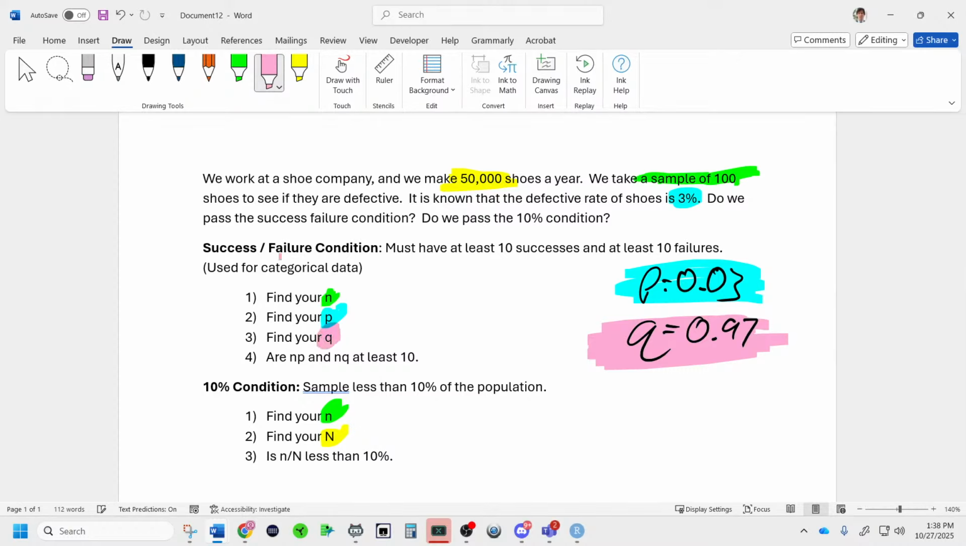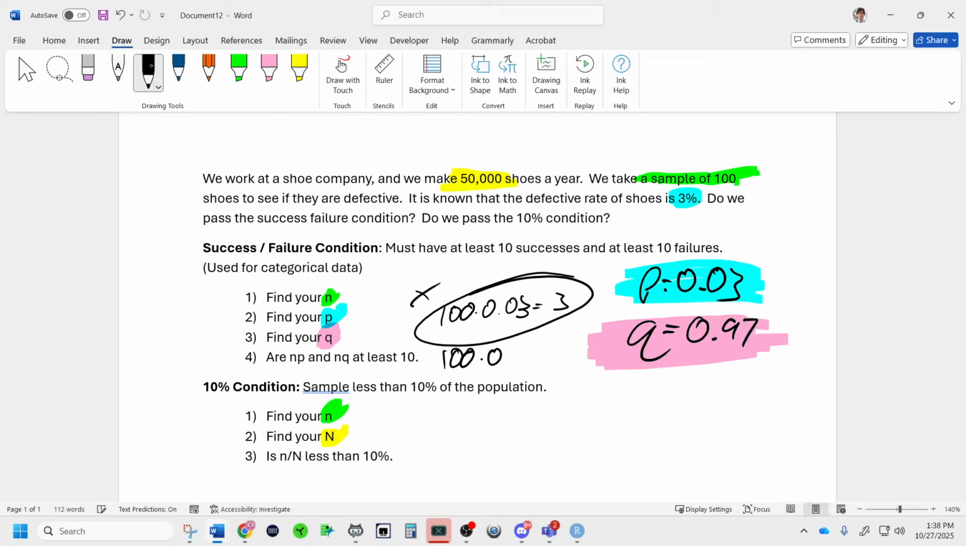So we actually don't pass the success-failure condition because 100 times 0.03 is equal to 3, which is not big enough. So this one actually fails. You can do 100 times 0.97, and that is equal to 97. So this one actually passes, but they both have to be at least 10.